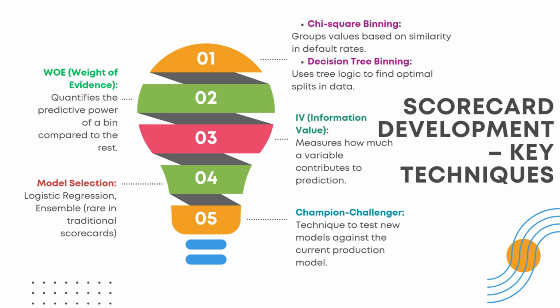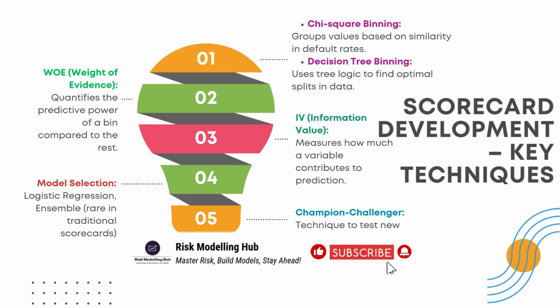Model selection. Logistic regression, as we discussed, is a popular one, but ensemble techniques can also be used. But these are very much rare as they are black box models, so these are not much popular in comparison to logistic regression. The champion-challenger concept. It is a technique to test new models against the current production and then choose the best.